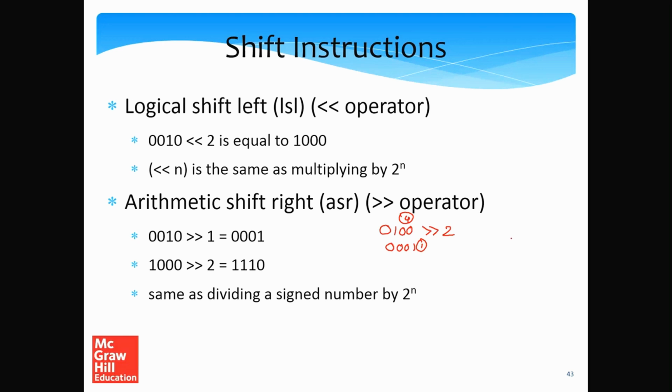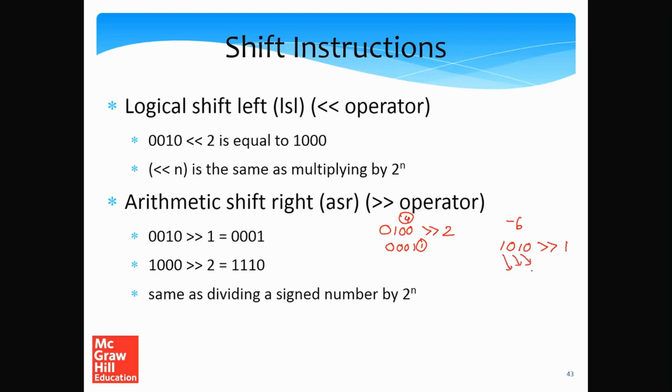Now let's consider negative numbers. Consider -6, which is 1010. Let's right shift it by 1 position. In this case, this is how all the bits will move.